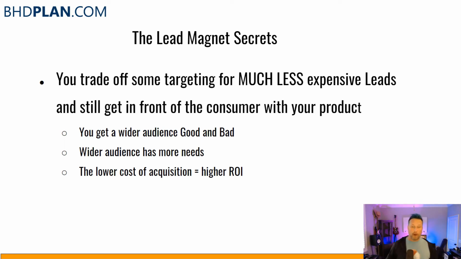So you're going to go more volume, and the higher the volume is better, because you're going to get the email. So you get a wider audience, which has good and bad problems with it. But a wider audience has more needs. You're going to get more people. So I'd rather have a wider audience. And it's a lower cost of acquisition, which equals a higher ROI.